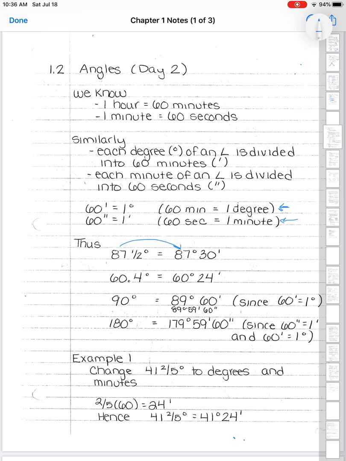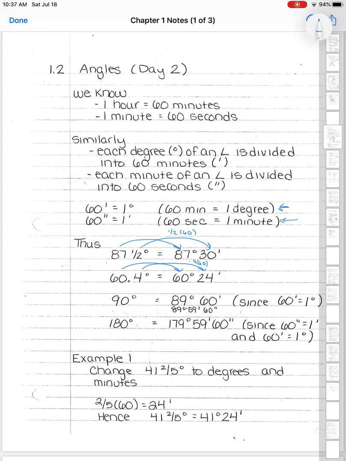So let's practice a few of these. 87 and 1/2 degrees, and let's say we want to make it degrees and minutes. The 87 is fine. That part is going to stay because that's the whole degree. That's not going to change. But for 1/2, think: if 1 degree equals 60 minutes, then half of a degree would be 30 minutes. The way we can get that is you can just do 1/2 of 60, and half of 60 gets you 30. If we do the same thing with the decimal, 60.4, well, 60 is going to stay, but for the 0.4, we're going to do 0.4 times 60, and that gets you 24.